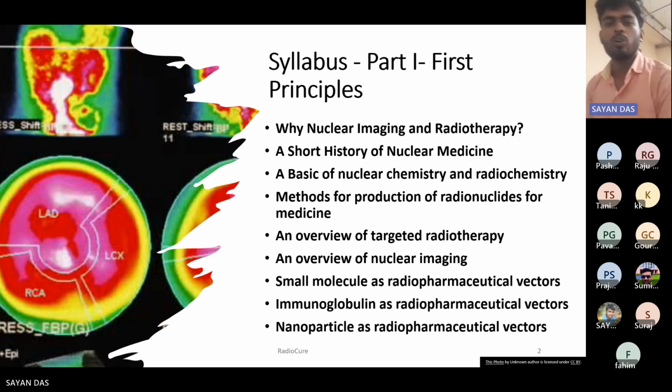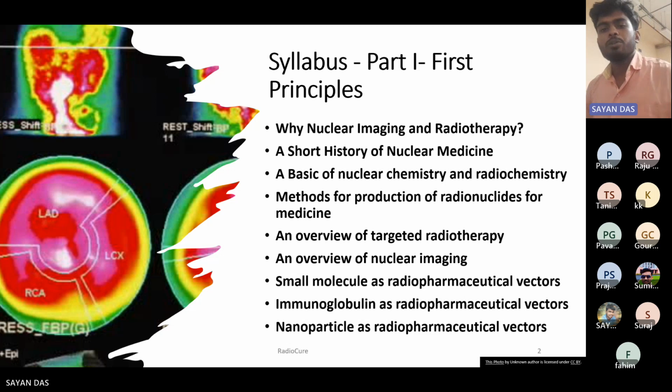What are the other topics we will cover? In each class we will cover one topic. The second topic will be a short history of nuclear medicine and a basic nuclear chemistry and radiochemistry. Probably these two topics will be covered together in the second class. In the third class, we will describe methods for production of radionuclides for medicine, basically the medical cyclotron, and how radionuclides are prepared in various reactors or generators. All those things will be described in that class.